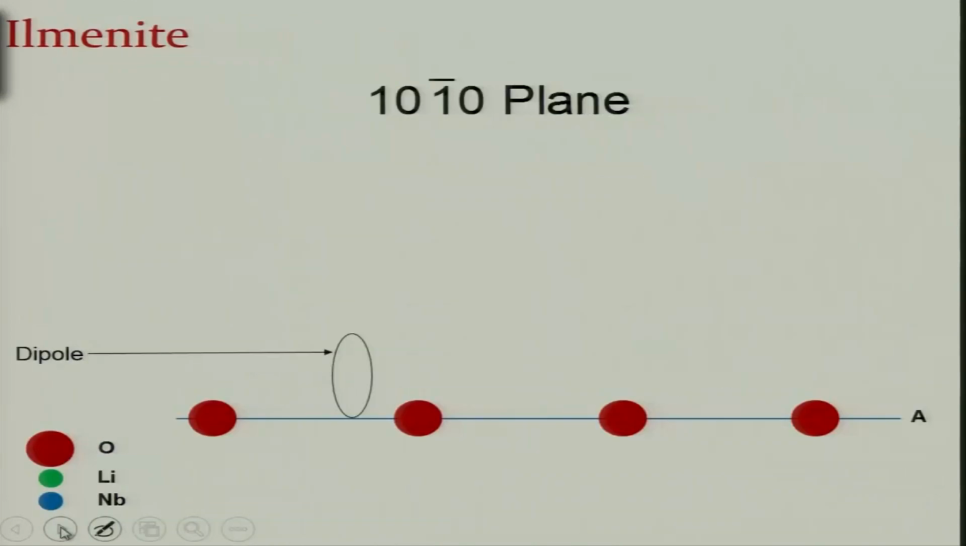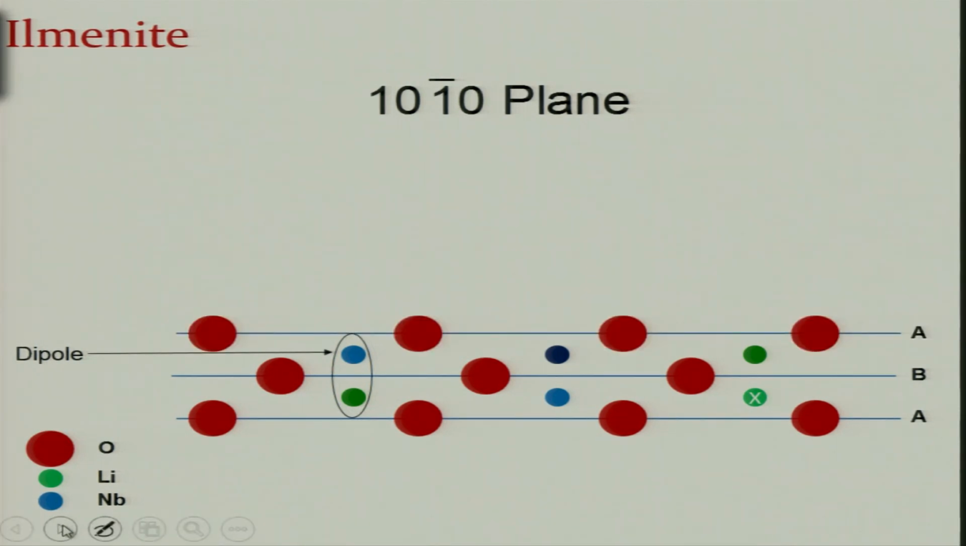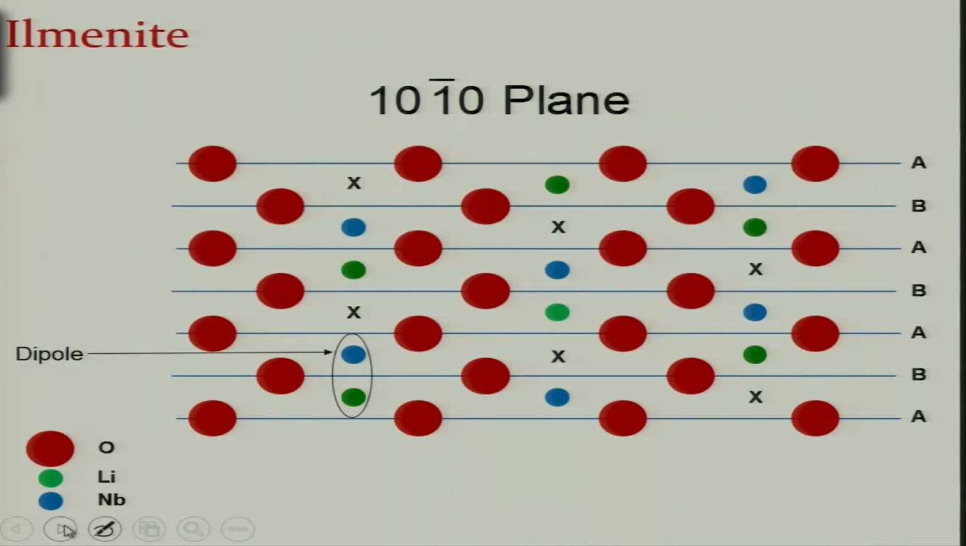In this material we have an oxygen layer, then a second layer where you can see this is lithium, this is niobium, this is empty. Then again an oxygen layer, and you follow on. So this is how it goes: lithium, niobium, empty, niobium, empty, lithium, empty, lithium, niobium. Now you have alternating atoms in the same layer.